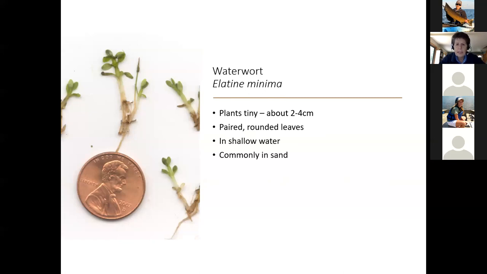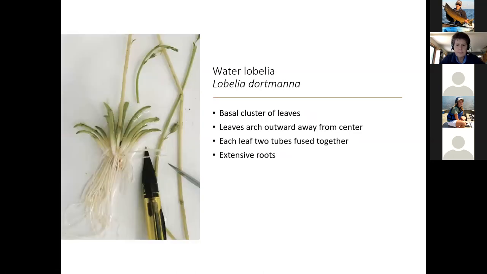Okay, next. The next one is Elatine minima, waterwort, not sure how to pronounce that Latin name. This is a really tiny plant. You can see the penny. They're about just 2 to 4 centimeters tall, and they have paired, rounded leaves in very shallow water, commonly in sand. Okay, next. Water lobelia is one of the cuter little rosette plants, I think.